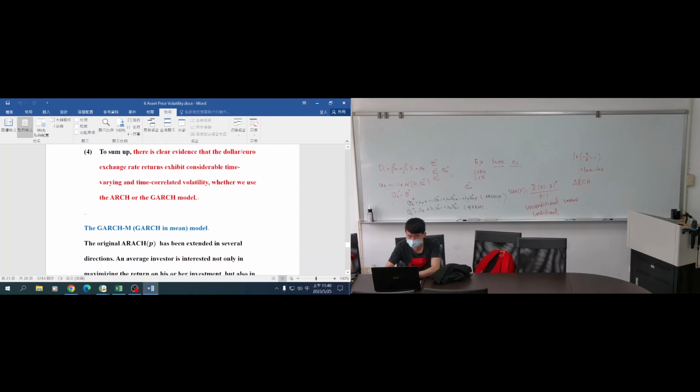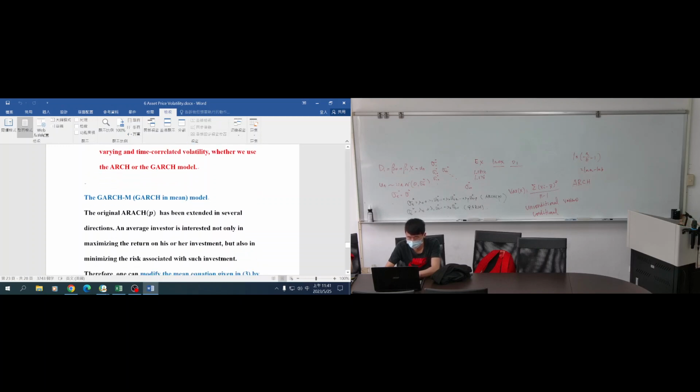And there are some other extensions called gauge M, which means gauge in mean. This is more advanced. I think if we understand these two, that will be enough. In forecast, yes. After you consider this one, the estimation of this one is more accurate. Therefore, the forecasting of the Y is more accurate. Yes, we can do that.